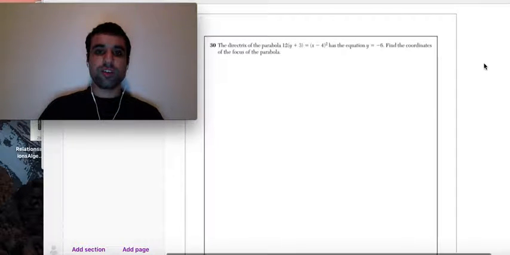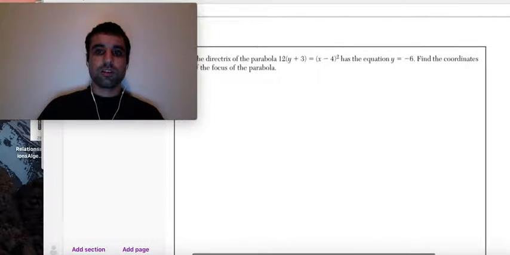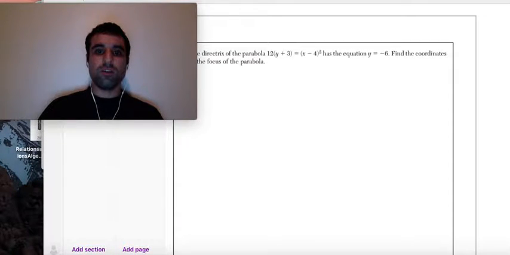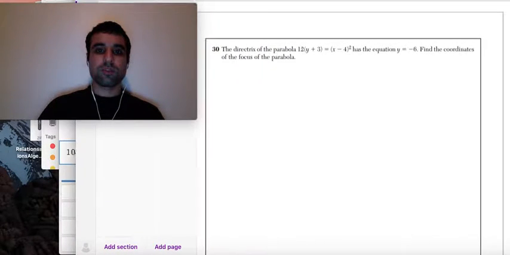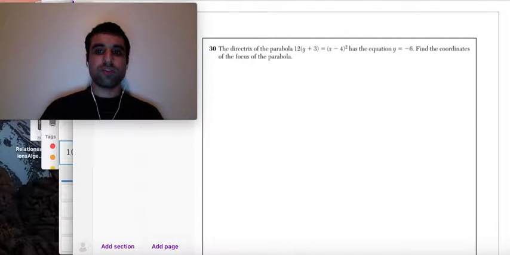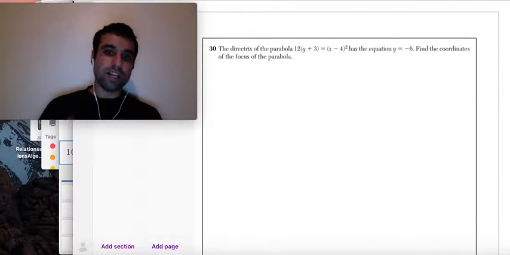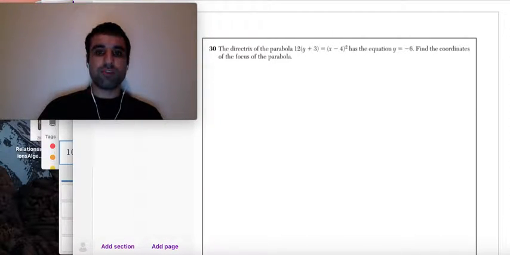Next one, I like this one. The directrix of a parabola whose equation is 12 times (y plus 3) equals (x minus 4) squared has the equation y equals negative 6. I'll pull out the highlighter. Or I'll just write it down, guys. So the directrix is y equals negative 6.